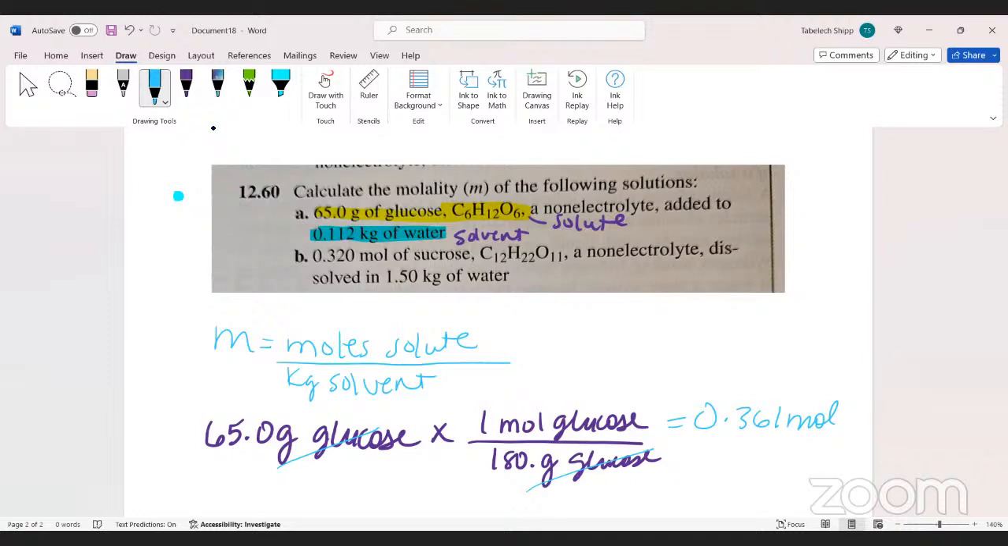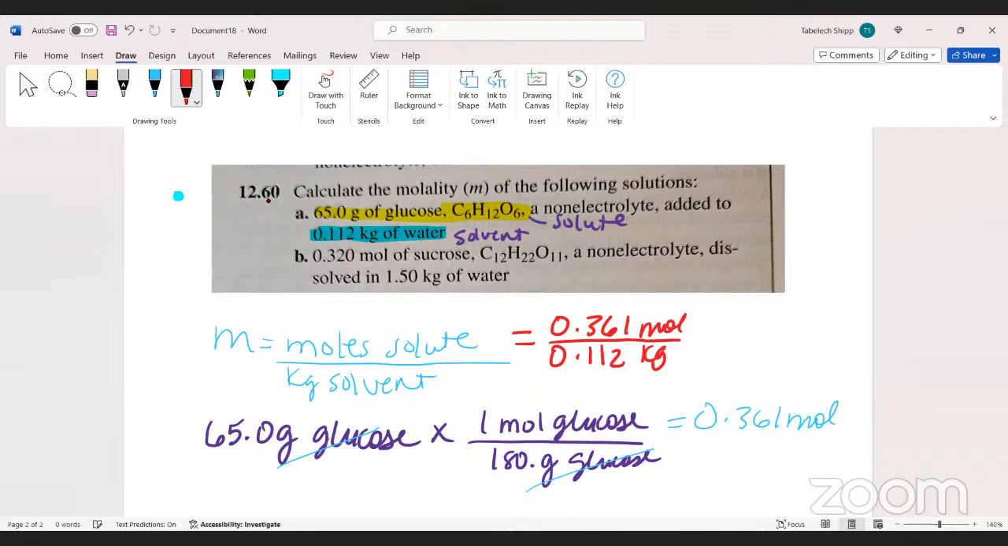0.361 moles. Now, the kilograms is already there. They already made this easy for you by giving your kilograms in kilograms. So you don't have to convert. So now what are we going to do? We're going to take those numbers and just plug them in up top. The moles that we just calculated was 0.361. And on the very bottom, the kilograms, 0.112 kilograms. So moles, kilograms.